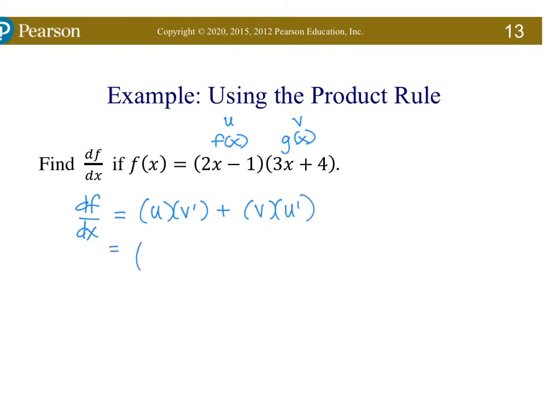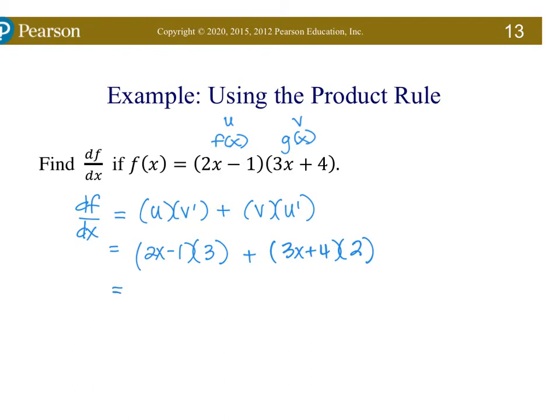So the u function is 2x minus 1. V prime is the derivative of the second part, which is just 3, because it's not a power function, plus the v function, which is 3x plus 4, times the derivative of the first function, which again, because it's not a power function, is just 2.